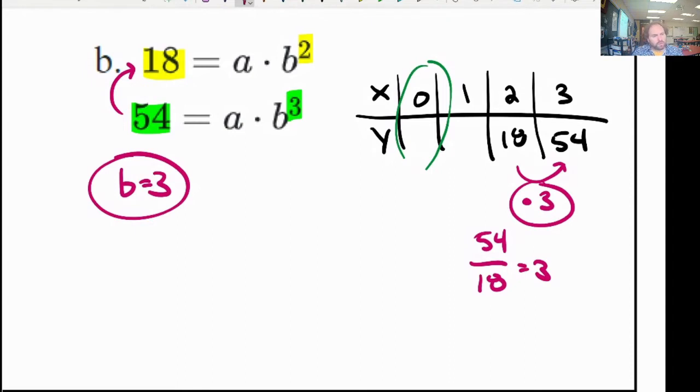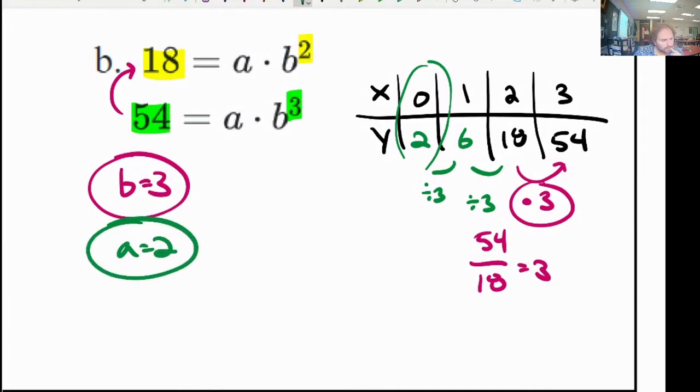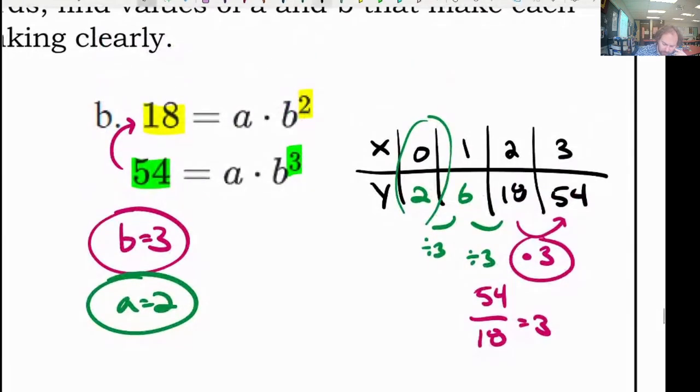Now to figure out what the y-intercept is, we have to go backwards. So we're going to divide by 3. 18 divided by 3 is 6, and 6 divided by 3 is 2. So the A in this problem is 2. There you go. And you can spot check that before you leave.